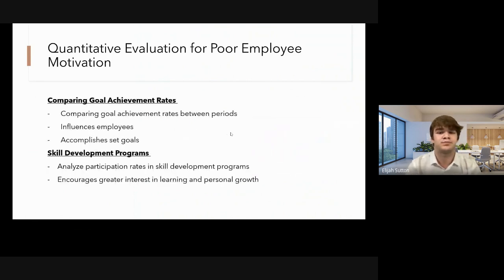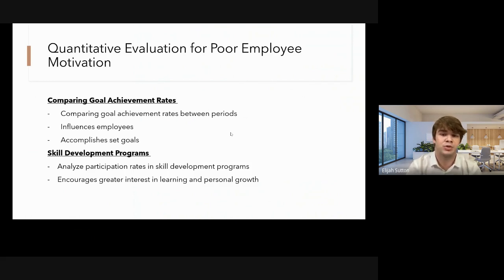Another crucial quantitative aspect involves comparing goal achievement rates between the periods before and after the plan. This evaluation method will allow One America to assess whether the plan has positively influenced employees' ability to reach their targets and accomplish their goals. If goals are being accomplished post-implementation, this could indicate a boost in motivation and overall engagement in the workforce.